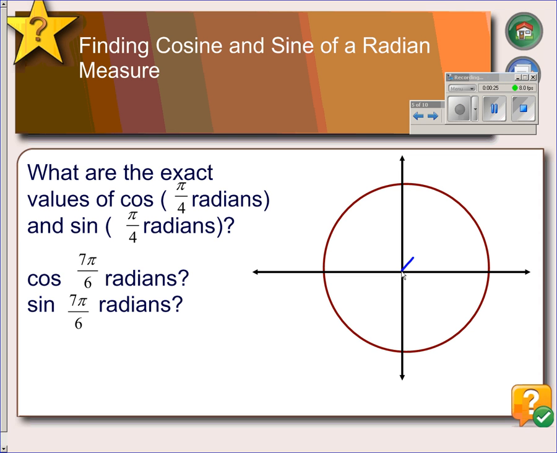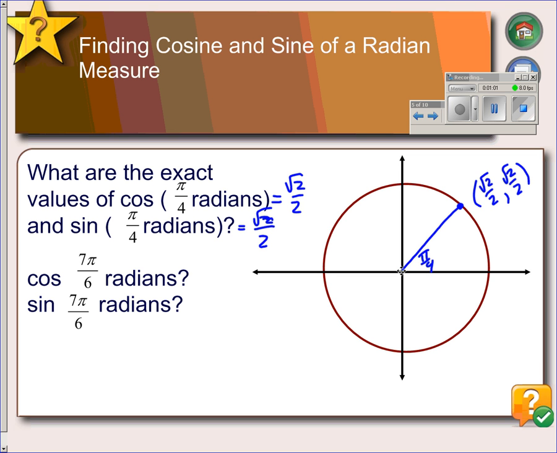Pi/4 radians is right here. If you look on your unit circle for pi/4, you find the coordinates to that point are root 2 over 2 and root 2 over 2. Since we know that the first value is cosine and the second value is sine, then we know that the cosine of pi/4 radians is root 2 over 2 and the sine of pi/4 radians is root 2 over 2.